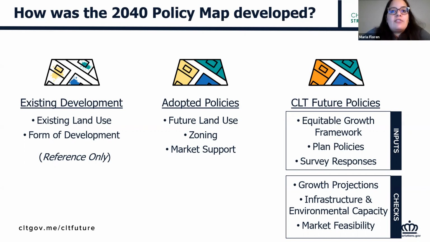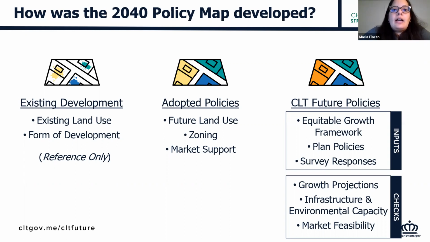As mentioned, the draft Charlotte Future 2040 policy map built upon the adopted policies map by revising this map to reflect the new direction of the comprehensive plan. The major inputs used to revise the second map and produce a 2040 map include the equitable growth framework and preservation policies. And then the draft recommendations were checked against several other data sources, such as our growth projections, environment, and infrastructure capacity, and market realities.